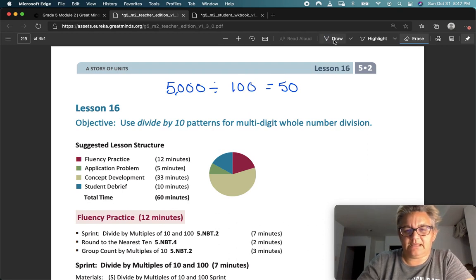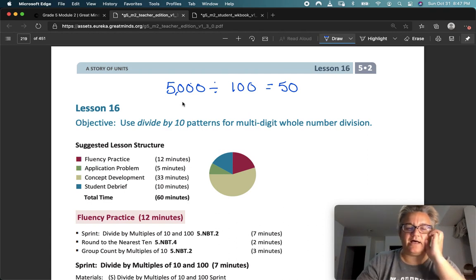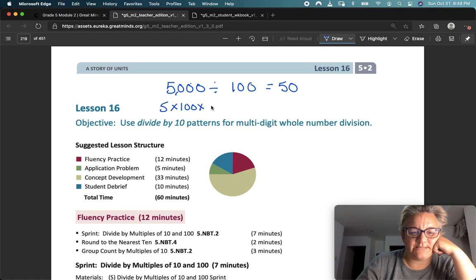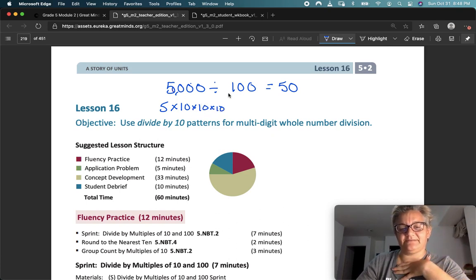and I could think of it in multiples of 5 times 100 times 10, or 3 zeros would be 10 to the third, right? So let's just do that. Times 10 times 10. 5 times 10 times 10 times 10 equals 5,000.